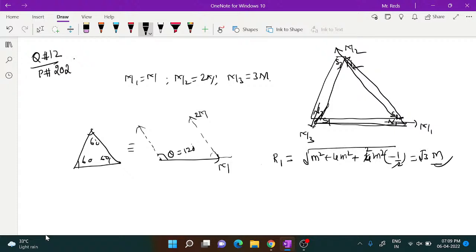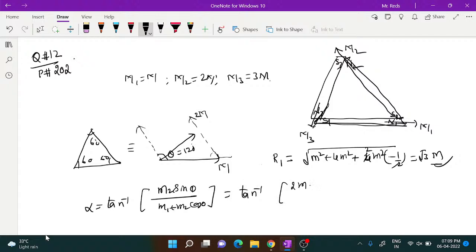But what is the direction of this? For the direction, you have to find that angle also, alpha. Alpha is equal to tan inverse of m2 sin theta by m1 plus m2 cos theta, with respect to m1. So it is tan inverse of 2m sin theta. Theta between these two is 120. Sin 120 is sin of 90 plus 30, which means cos 30, that is root 3 by 2.